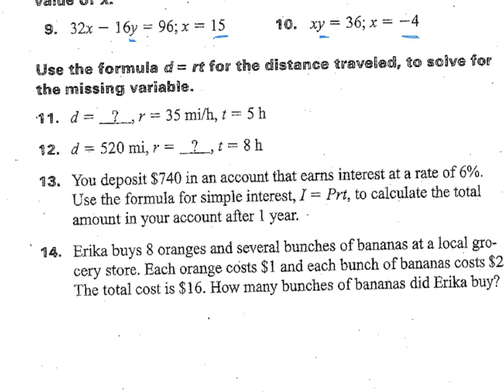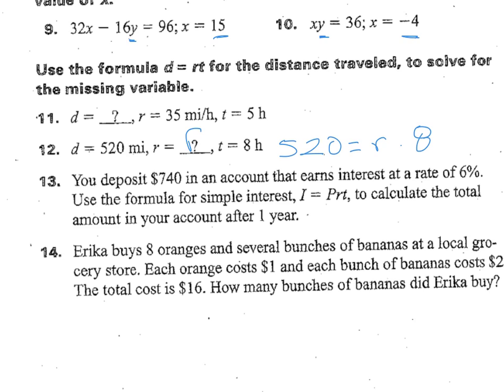Numbers 11 and 12, we're using distance equals rate times time, D equals RT. Here you need to solve for the missing variable. It says D equals blank, R equals 35 miles an hour, T equals 5. So you need to solve for D. Just plug them into that equation. In 12, they give you D. We don't know what R is, so R would be the variable. It might look something like 520 equals R times 8, because it takes 8 hours. Solve for R.